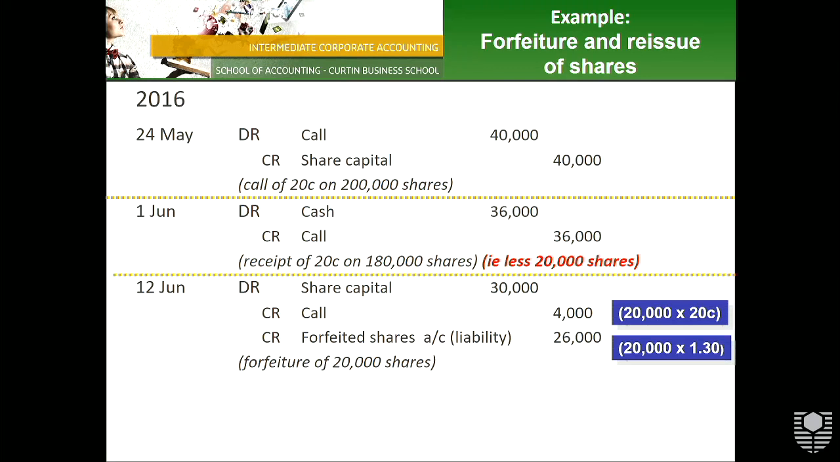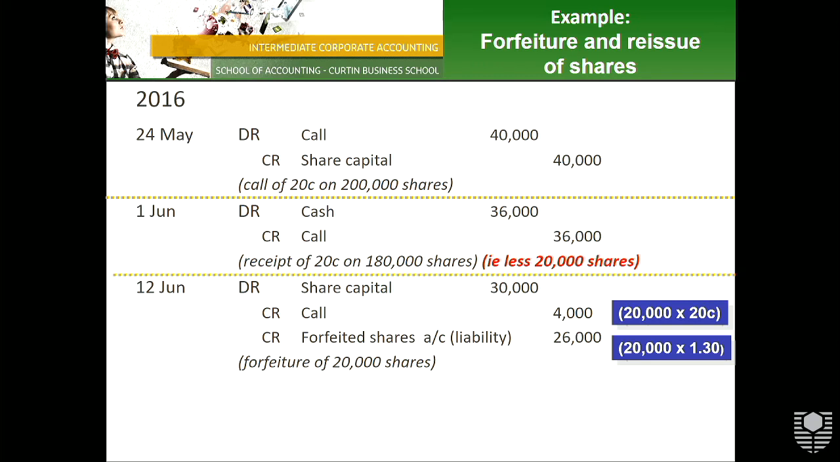So on the 24th of May, we make our call. We debit our call account, 20 cents times 200,000 shares gives you a debit of 40,000. We're increasing our share capital because we're asking for more money, so our share capital goes up. We only received 20 cents on 180,000 shares, 20,000 less, so our cash account is only going up by 36,000. Remember, the cash trust account is only used in the beginning when you have an application. Once the shares have been allotted, calls go straight into your bank account. So the trust account is only used upon application.